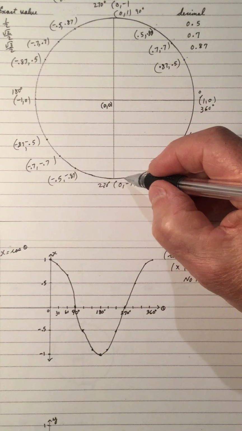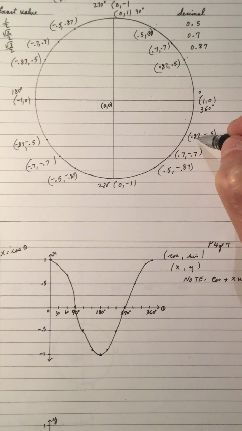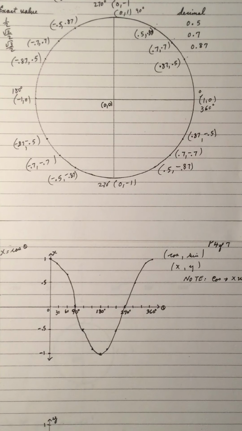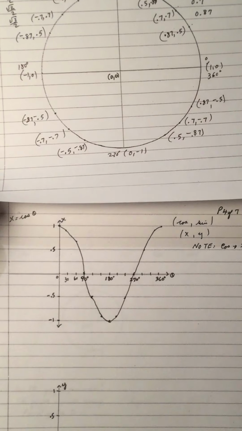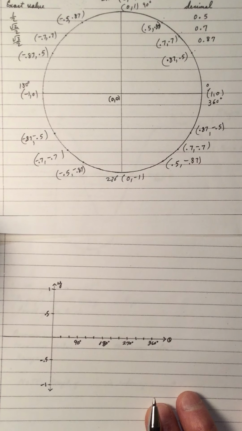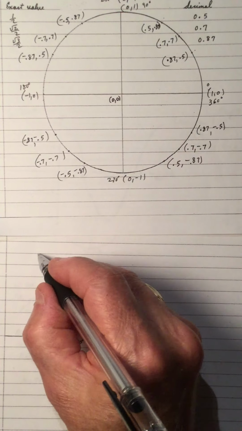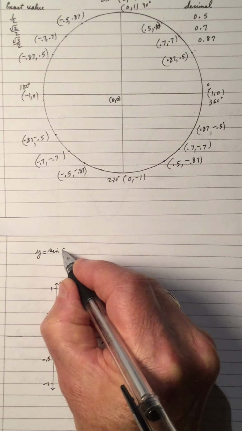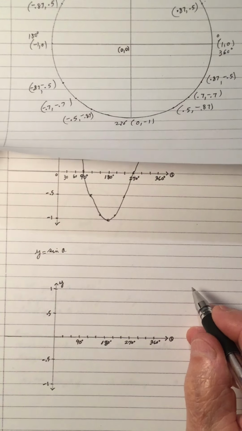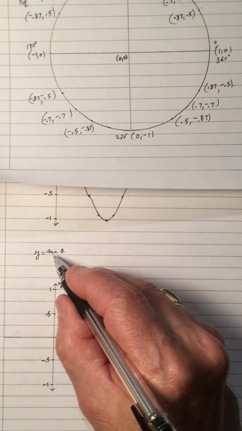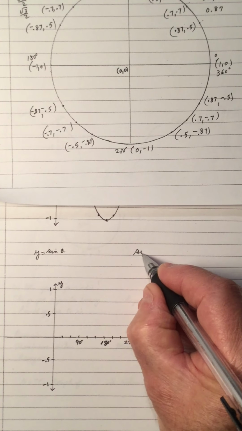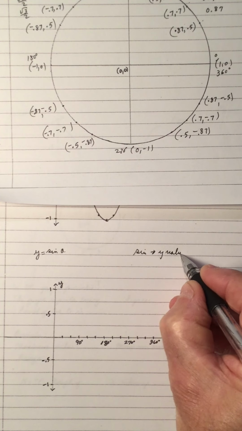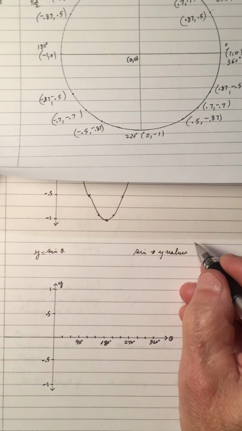And then, as you get here, the x is going 0.5, 0.87. So that's the cos graph. And let's look at what the sine is doing. The sine graph, y equals sine theta. And again, we're dealing with the y is the sine. So the sine is in terms of the y values.